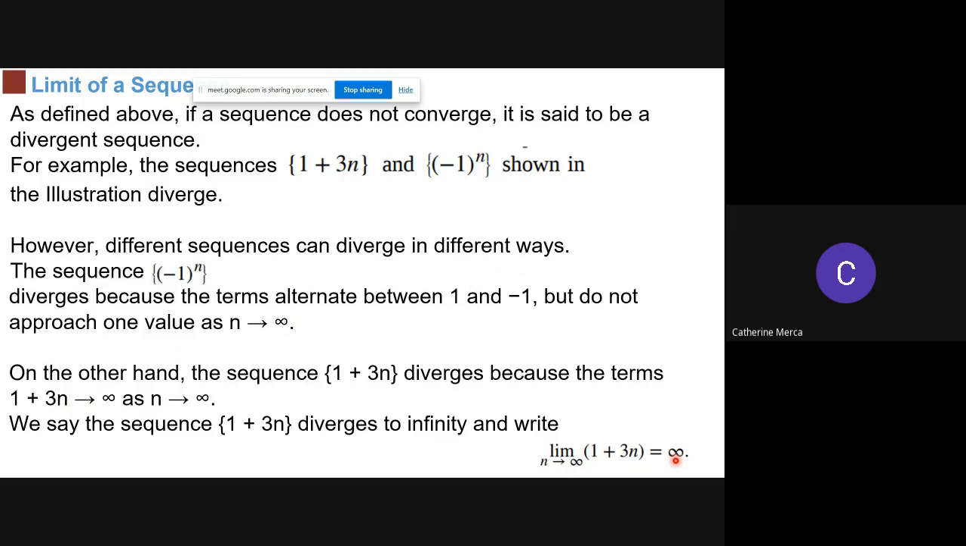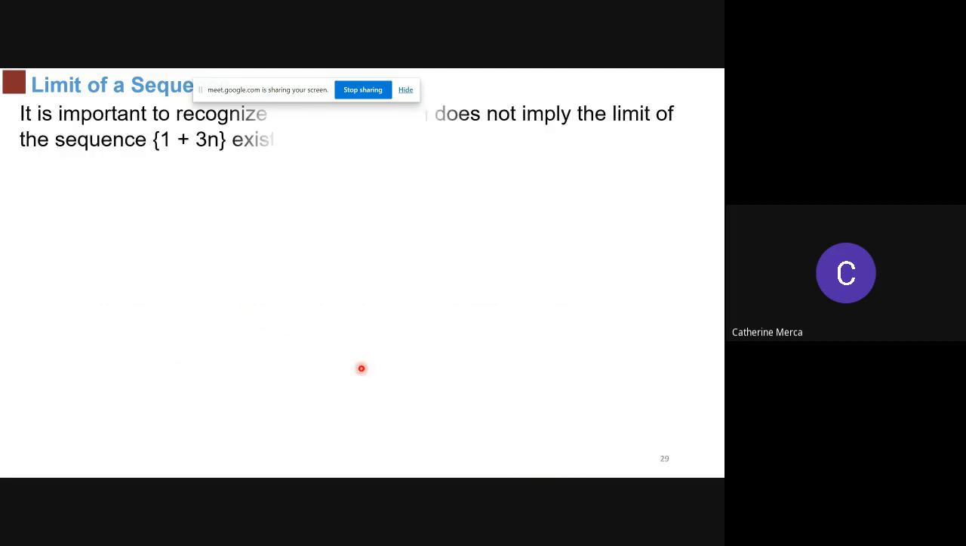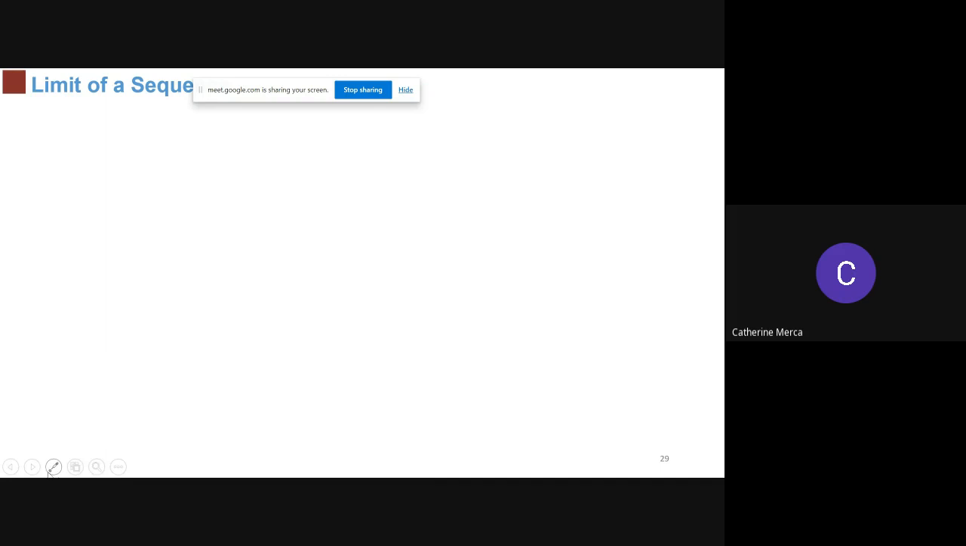So, there are two reasons. There is a reason why this one is divergent, and there is also another reason why this one is divergent. And you have to know that. Okay? It's important to recognize that this notation does not imply that the limit of the sequence 1 plus 3n exists.